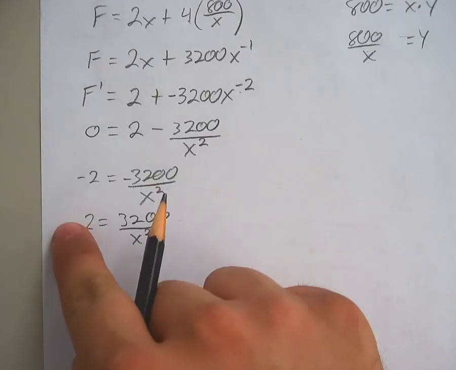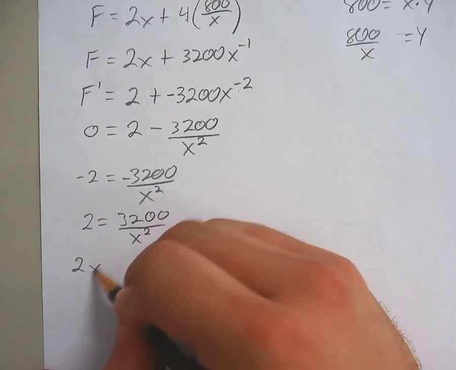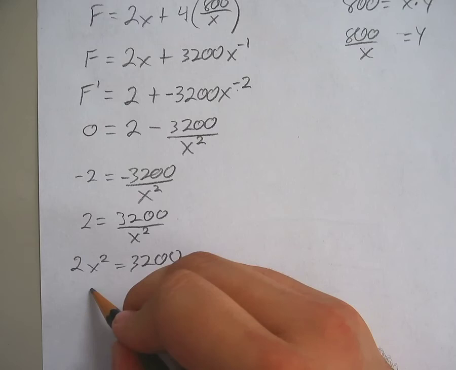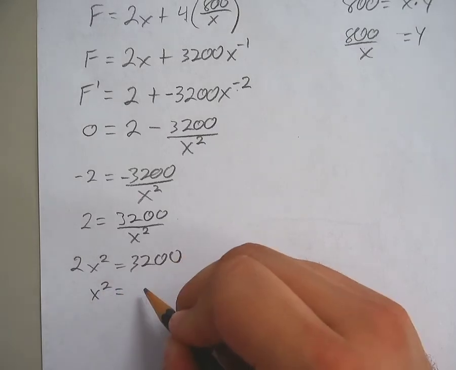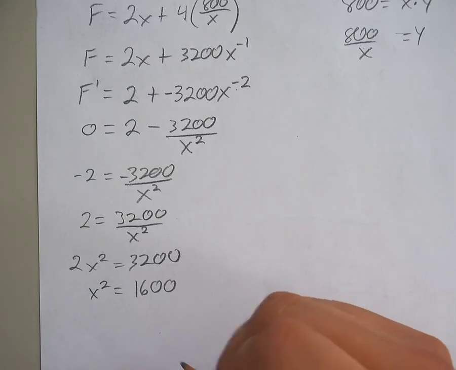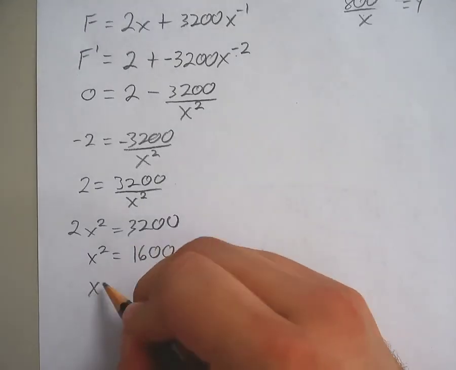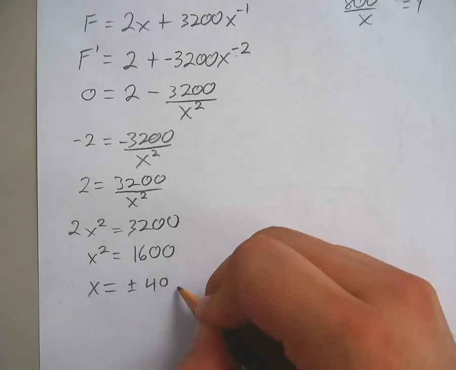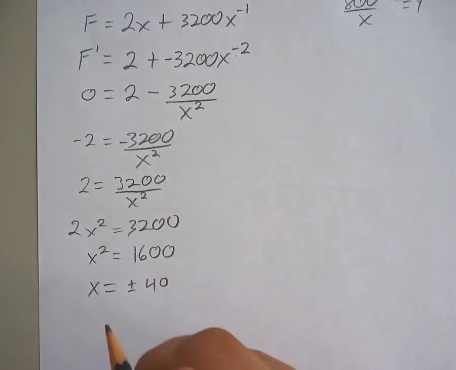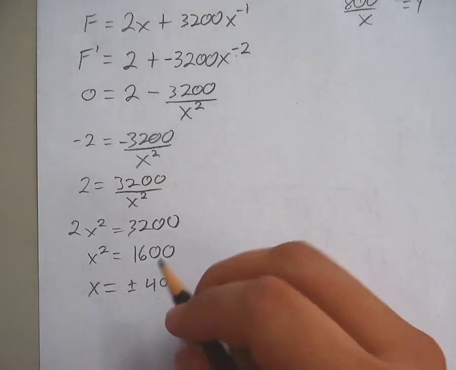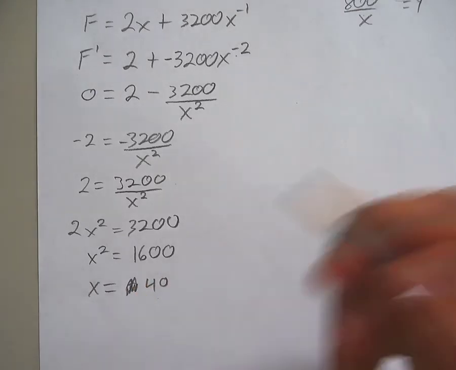Multiply by x squared to move it over here. And divide by 2. 3,200 divided by 2 is 1,600. Take the square root, and we get a plus minus 40. Do we need the minus? We were talking about fencing. Can you have a negative fencing? Nah. Positive 40.